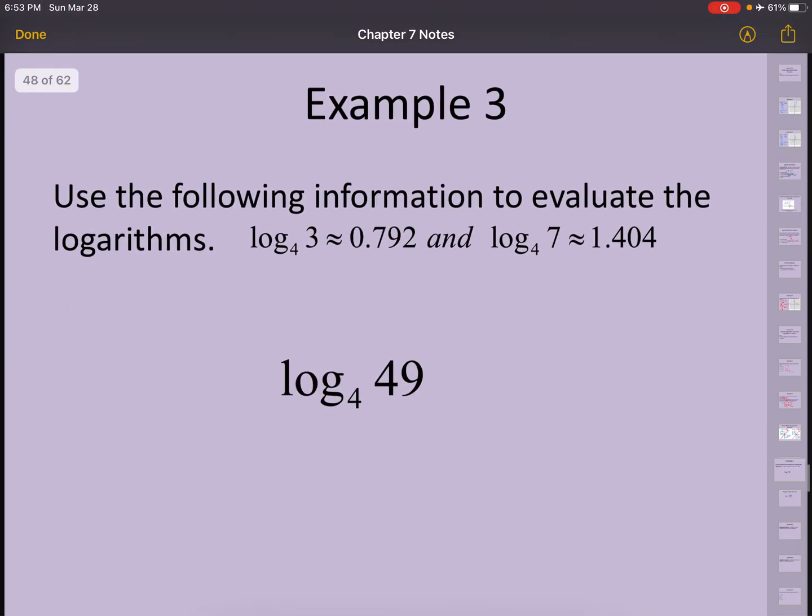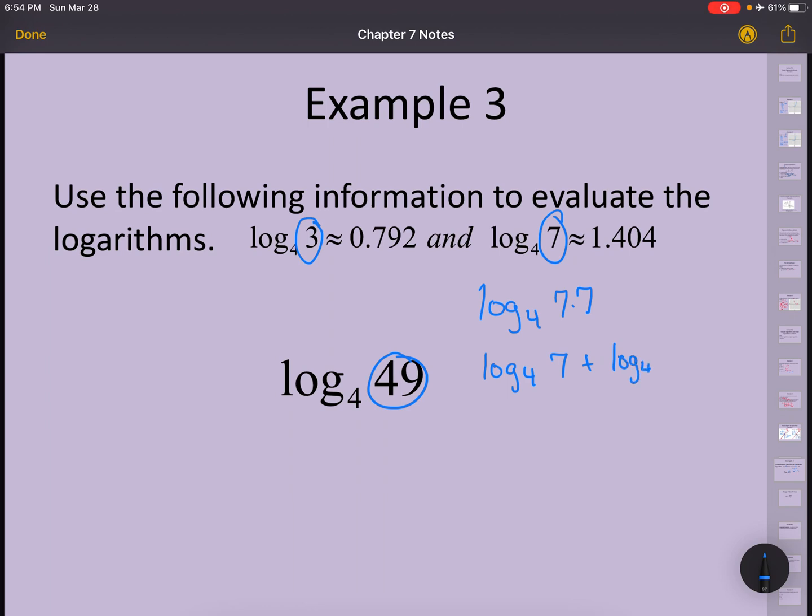In example 3, same given information, but I still only know about 3 and 7, and I've got to make a 49 using 3 or 7 or both. Well, I know 7 times itself is 49. So again, I could just break this apart using addition from the product property, and substitute in what they gave us about log base 4 of 7. And we get 2.808 approximately.